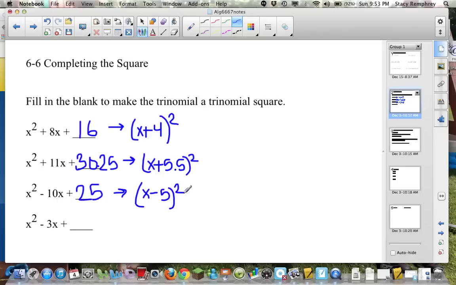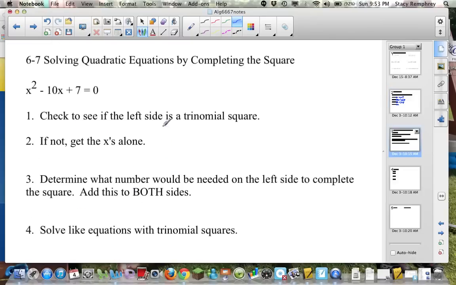And you're going to take 1.5 times 1.5. That gives you 2.25. Okay. So this is just what's called completing the square, is forcing this trinomial to become a trinomial square. Now, when we're solving by completing the square, you can see the left side. It's a quadratic, which we learned that word in chapter 5. But it is not a trinomial square.